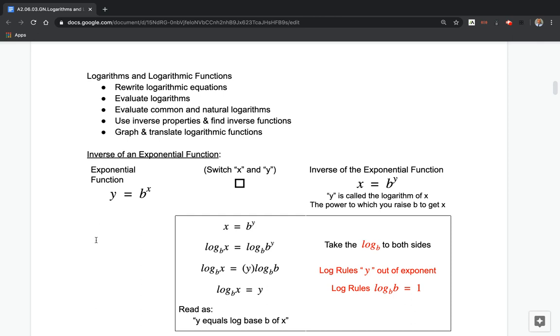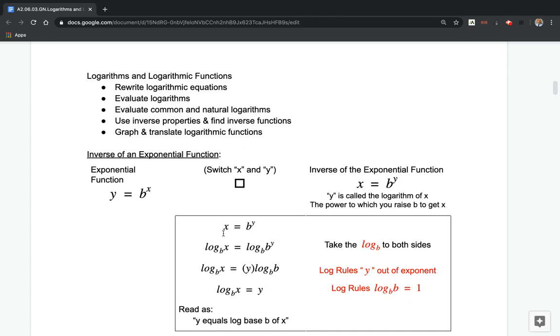The inverse of an exponential function. So here we have the exponential function y equals b to the x. And whenever we're trying to find the inverse, we switch the x and the y. So we have the new function, which is x equals b to the y. Y is called the logarithm of x, or the power to which you raise b in order to get x.